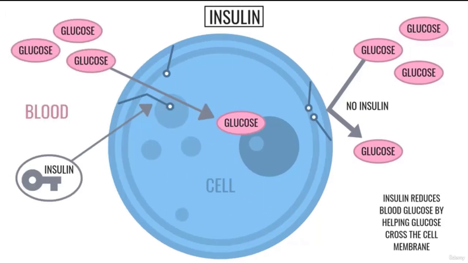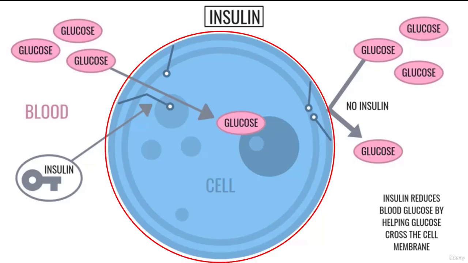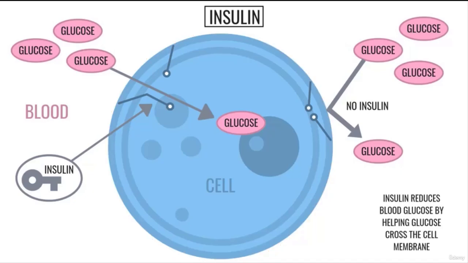Now we're going to talk about insulin for a few minutes. Insulin is the hormone produced by the pancreas in the body that responds when your blood sugar increases. And the function of insulin, if you look at this diagram, this is a picture of one of the cells in your body. On the outside of the cell is the bloodstream. And you can see that there are some glucose molecules in the bloodstream.